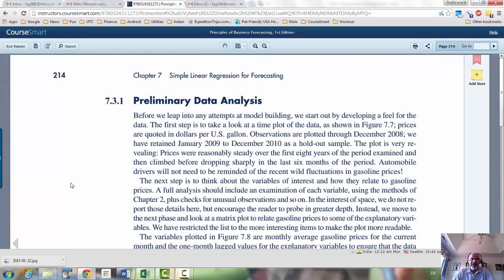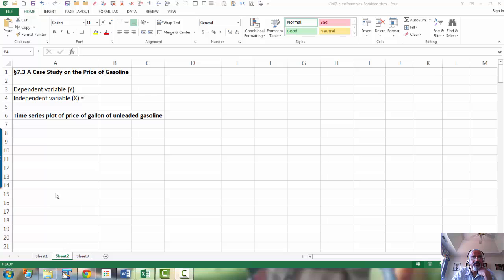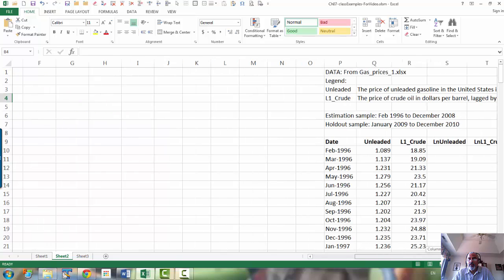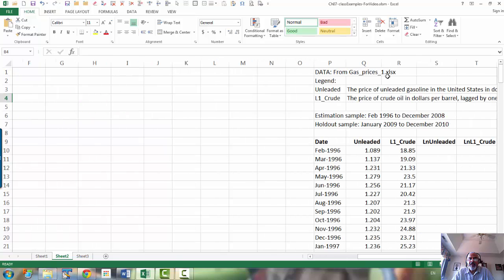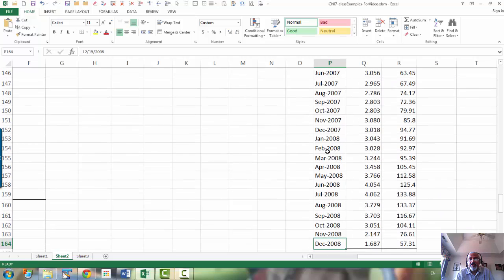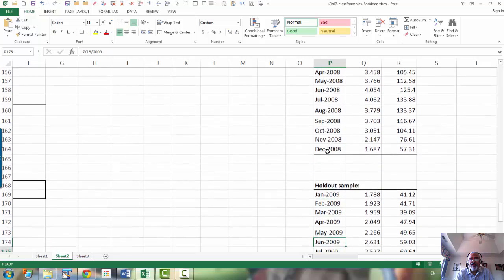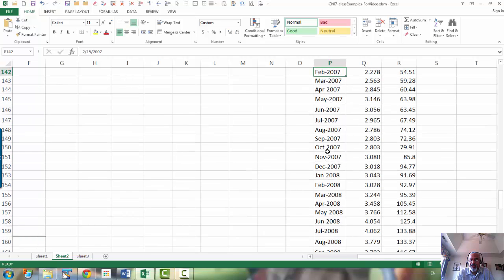Now let's go to the Excel file. We are in sheet 2 of the same shell file, and the data is right here, gas price underscore 1. Here is the date. Notice that I have left out January because of the lag. So this is your January crude price lagged by 1 associated with the unleaded gas price per gallon. This goes down till December 2008, and the holdout sample is the rest of the data.